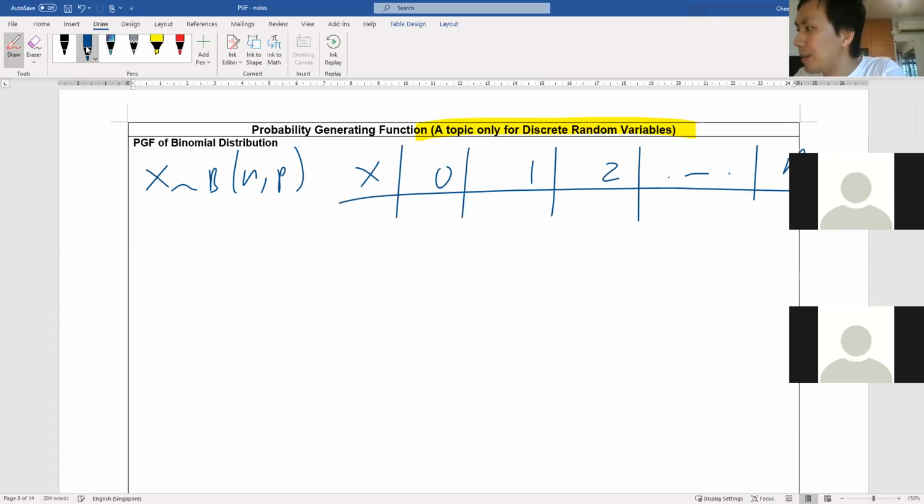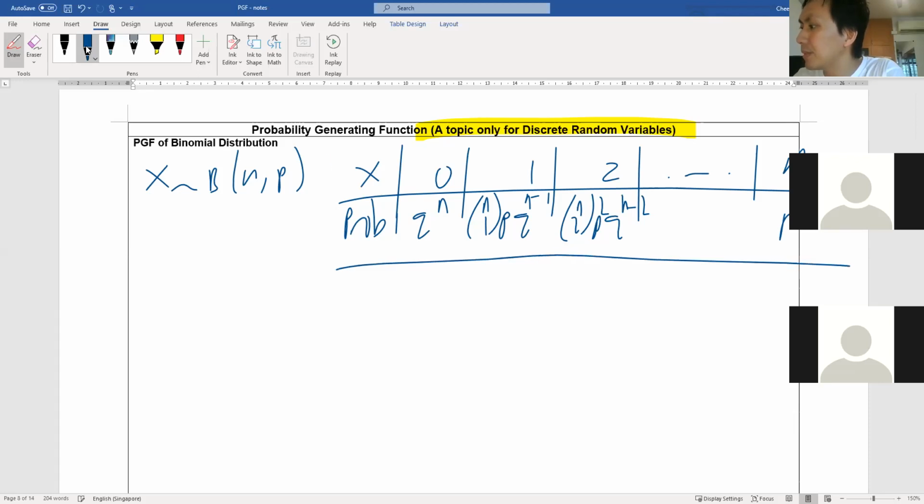Their individual probability, this is actually q to the power of n. This is n choose 1, p q to the power n minus 1. This is n choose 2, p squared q to the power n minus 2, okay? This is p to the power of n, okay?